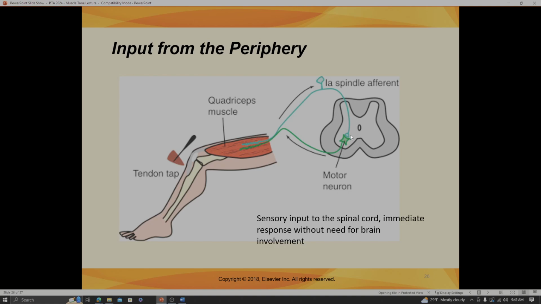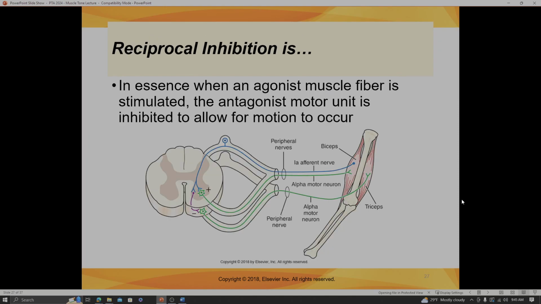The interneuron will process that information and send down the corresponding motor neuron signal or impulse, efferently down to the quad, and the result is your leg kicks out, or you have an extension moment at the knee. So there's an immediate response with no need to involve the brain. We don't need to wake up the boss for this. This is business as usual. It's a simplistic stimulus and response phenomenon.